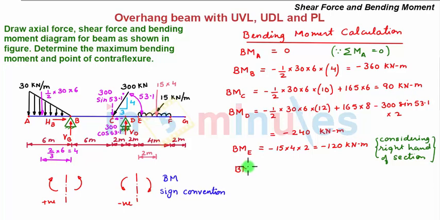Next we move the section to point F. So bending moment at point F is equal to, again considering the right hand side of section, we see that on the right hand side of section from point F there is no force and as such there will be no moment. So bending moment at point F is equal to 0. So these two bending moments at E and F we calculate by considering the right hand side of section.